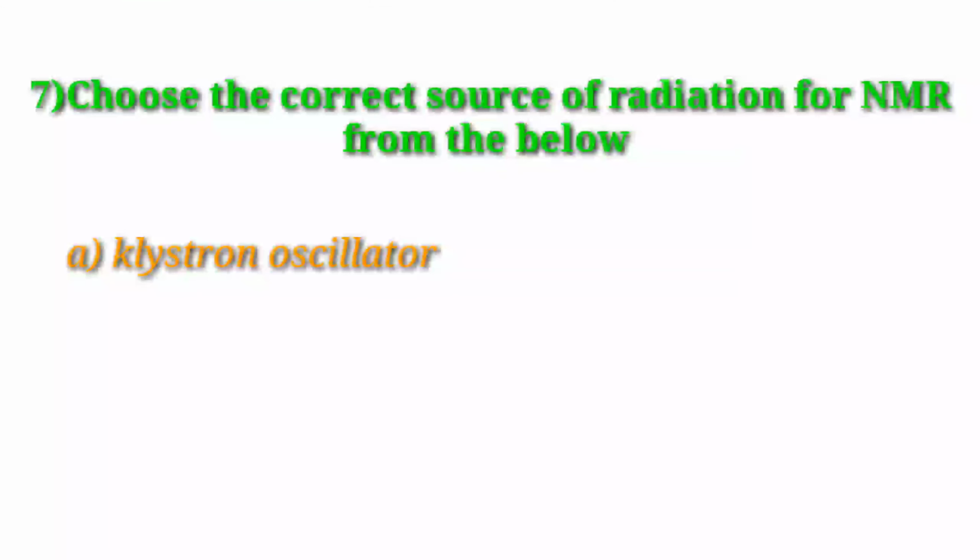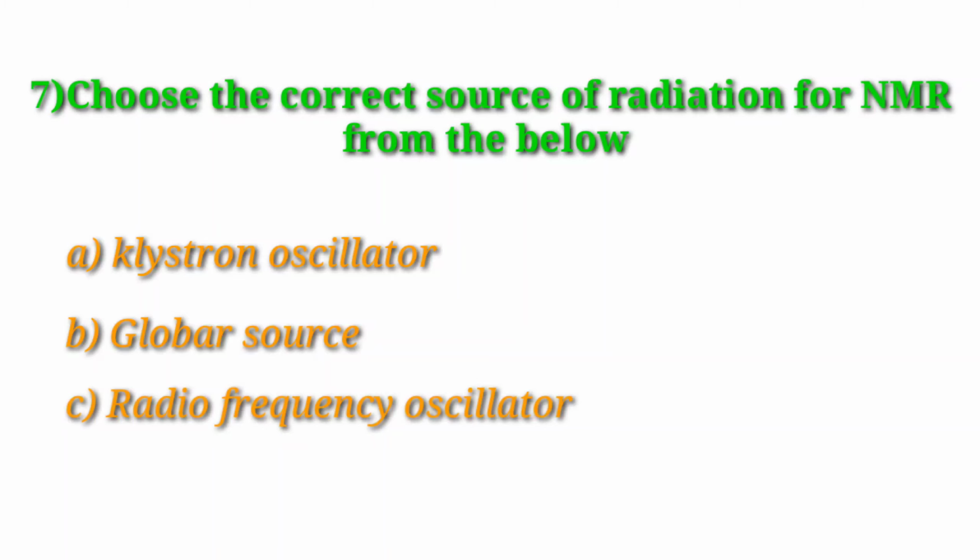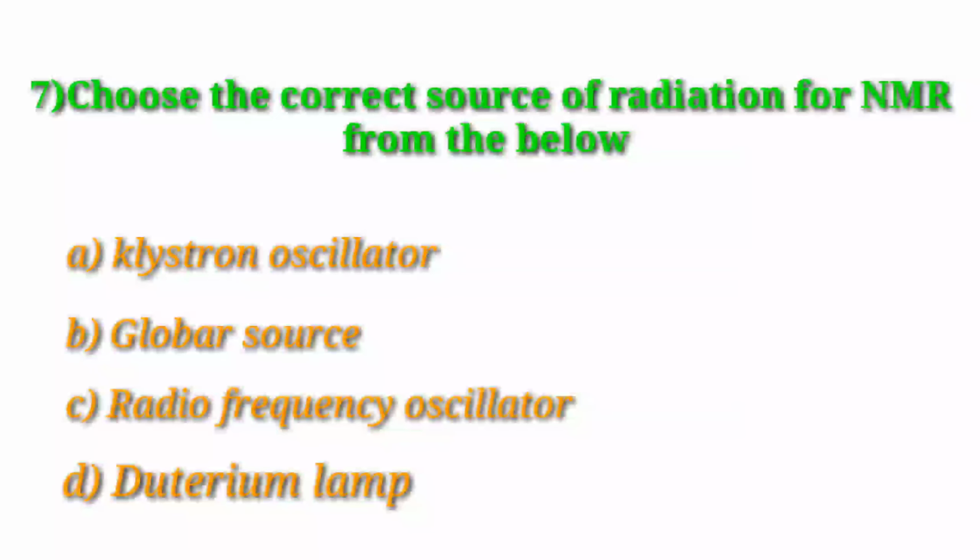Question number 7. Choose the correct source of radiation for NMR from the below. A. Klystron oscillator, B. Globar source, C. Radio frequency oscillator, D. deuterium lamp. The source of radiation is radio frequency oscillator. Deuterium lamp is for UV visible light and Globar source is for IR radiations. And klystron oscillator is used as a source of radiation in electron spin resonance spectroscopy.